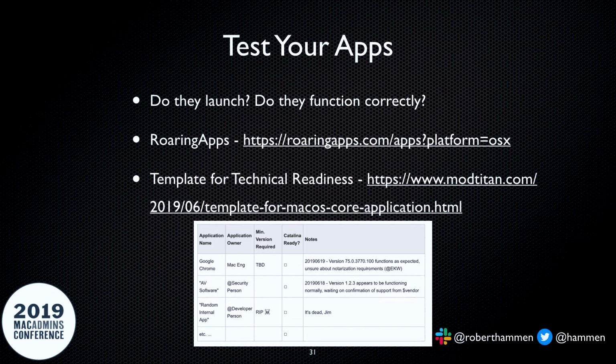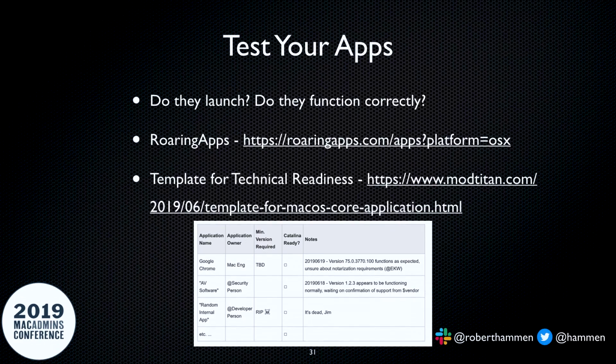There is a public site called Roaring Apps. It's actually been around since macOS Lion. That's hence the name Roar, the Roar reference. That has a listing of user-provided reports of these things. This works, this crashes, etc.